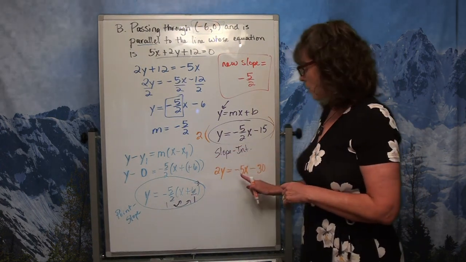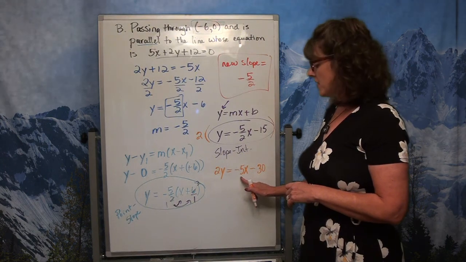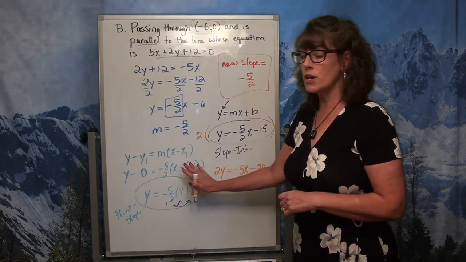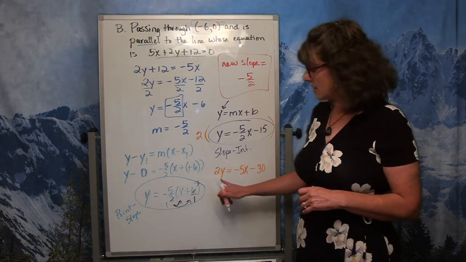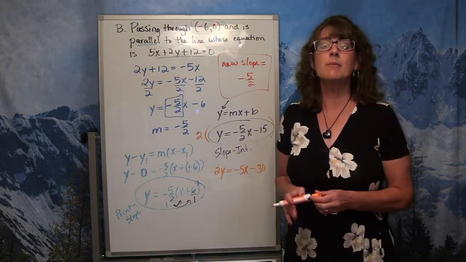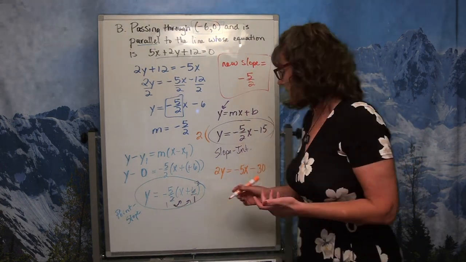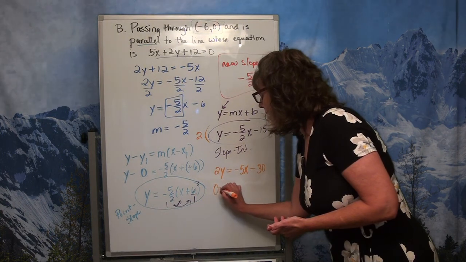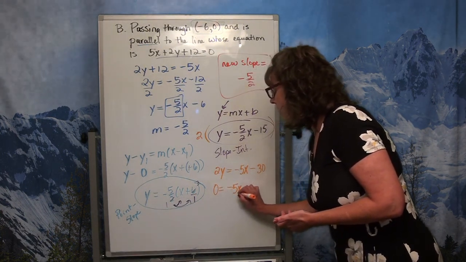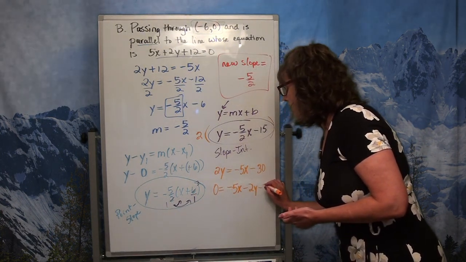And now all I have to do is slide everything to one side, making sure the x is positive. Well, since this x is negative, I think the easiest thing to do would be to slide these over here because that will make it positive. Because I could slide this 2y over. Matter of fact, let me do that because I want to illustrate something. If I go ahead and slide that 2y over, I get a negative 5x minus 2y minus 30.